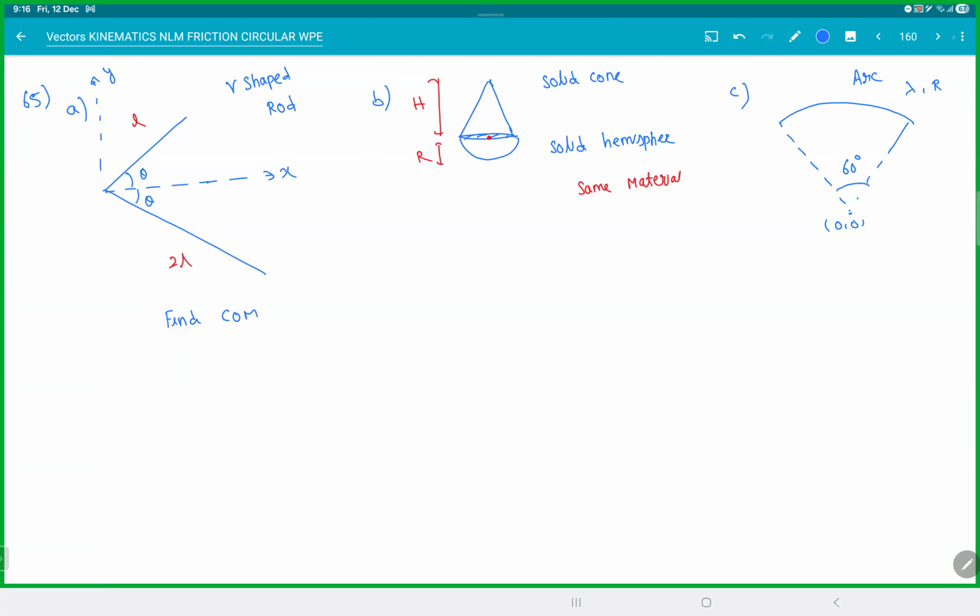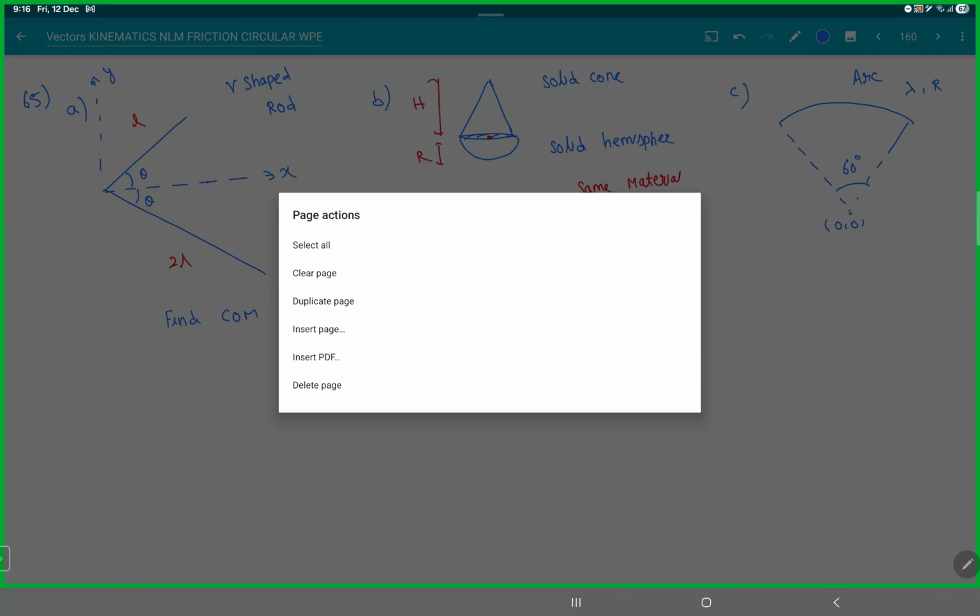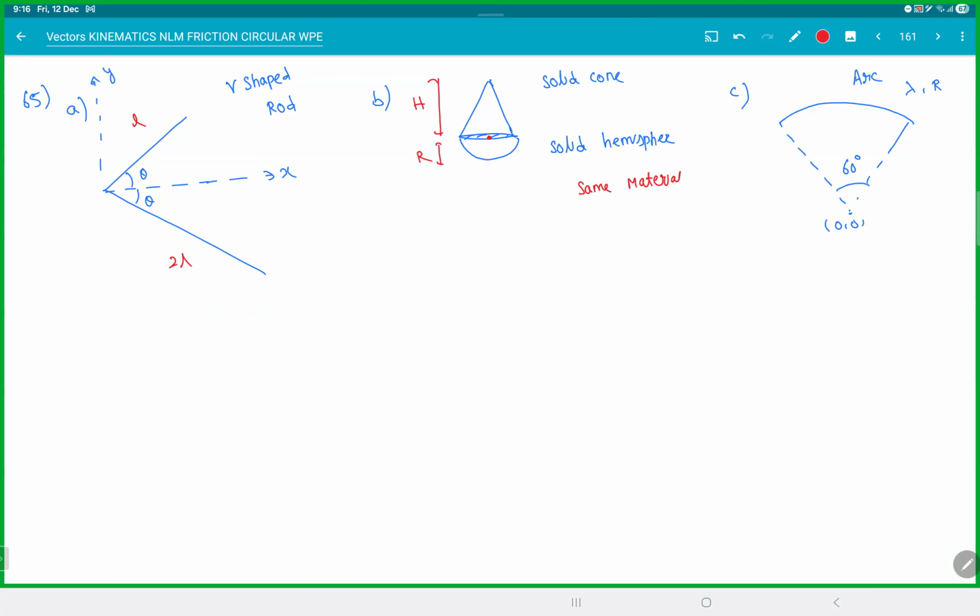You're done? Let's see. Shouldn't take so much time. So the center of mass of this rod will be somewhere here, which will be the coordinates. If you see, it will be L cos theta, comma, minus L sin theta. And what will be the mass? 2m. That is a catch. They will have different mass though.